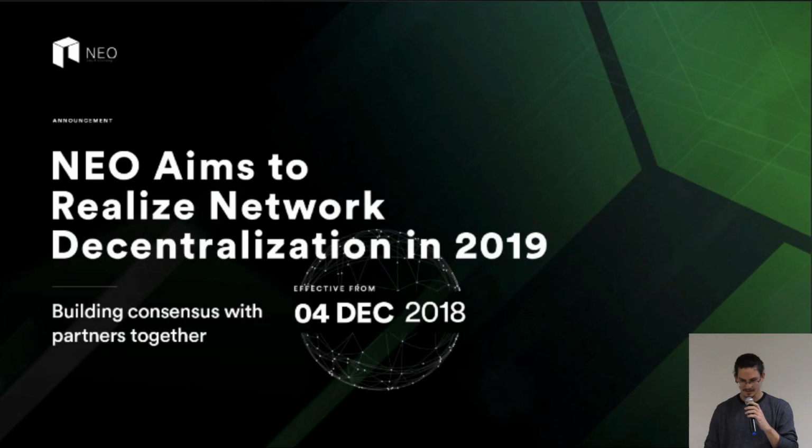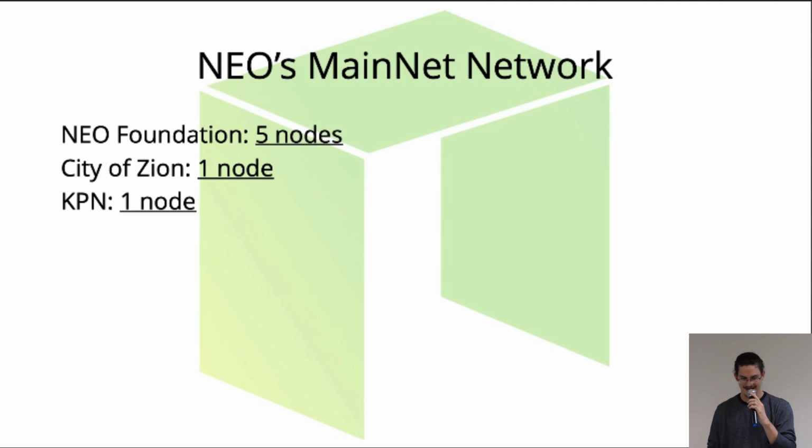So today as we stand, we have five nodes maintained by the NEO Foundation. We have two maintained by other groups, and NEO aims to completely decentralize its consensus nodes within 2019. So they will own one node, and then six other entities will own and operate their own. Today, we have City of Zion, which is a developer group that's ingrained in the NEO community that operates a node, and KPN, which is a Swiss or a Dutch telecom provider. And then the NEO Foundation owns five nodes as well still.